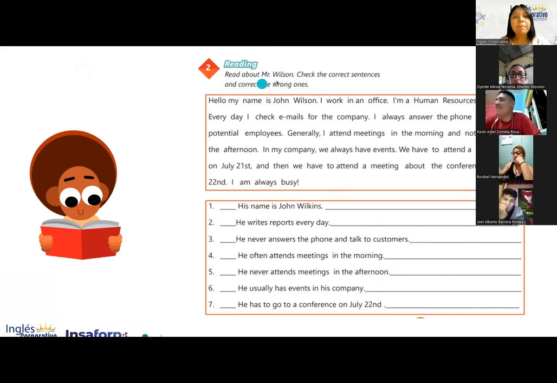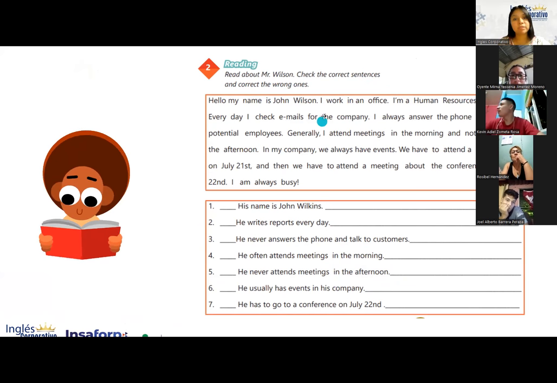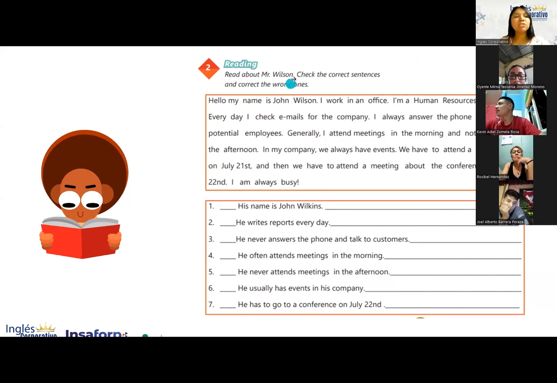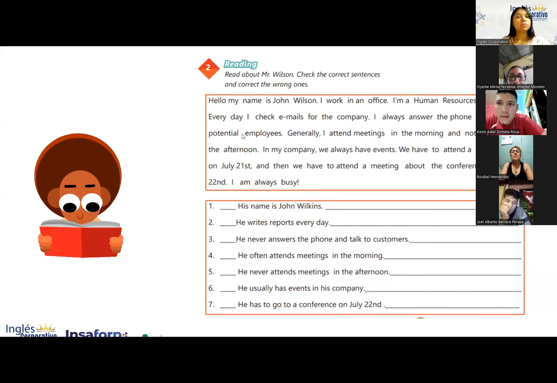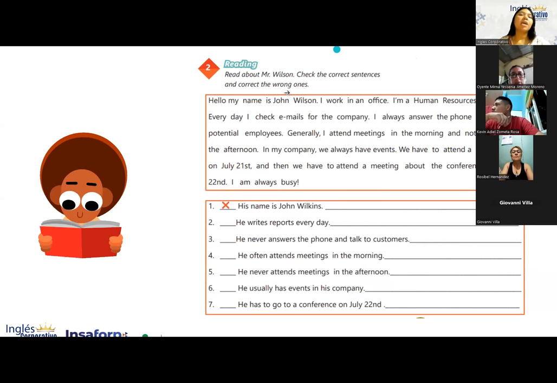Okay, so now let's read about Mr. Wilson and we are going to check the correct sentences. And we are going to correct the wrong ones. So let me ask you guys, number one, is this correct, yes or no? Number one, correct or incorrect? According to the reading. Incorrect. Why incorrect? John Wilson. Because his name is John Wilson. Very good.